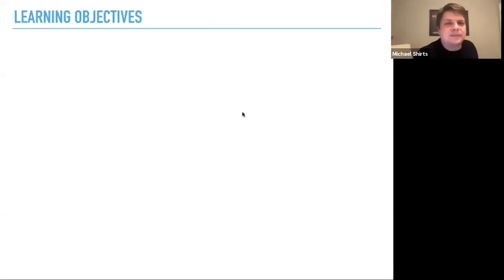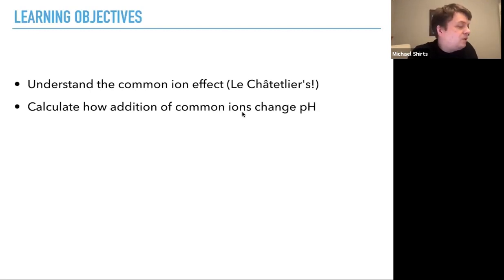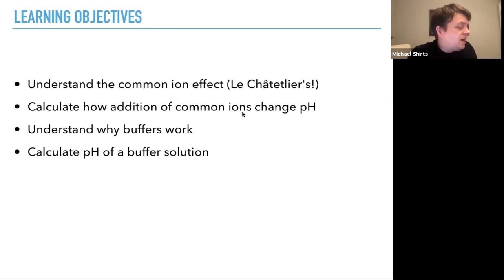So in this next segment, we're going to start talking about buffers. First, we'll set this up by talking about the common ion effect, which is really just another manifestation of Le Chatelier's principle. We'll calculate how addition of common ions changes the pH, and then we'll look at these ideas that we've seen and understand why buffers work. And calculate the pH of a buffer solution and learn how to do that in a general case.